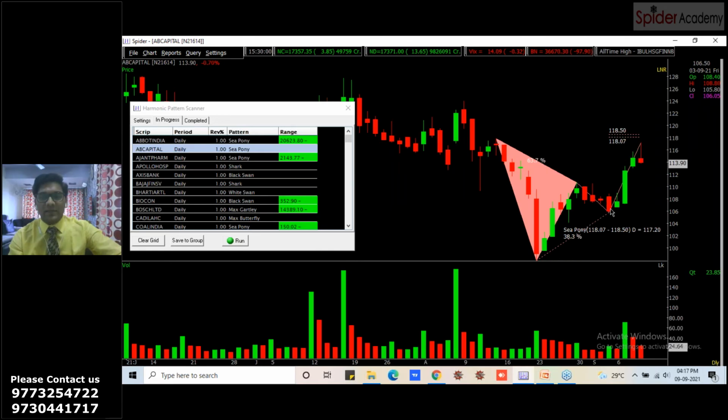So how can I take a contra trade? If the high of this reversal candle is broken, I can go for the long side, taking the bottom of this particular red candle as the stop loss.